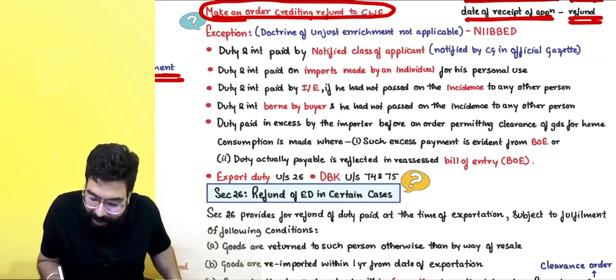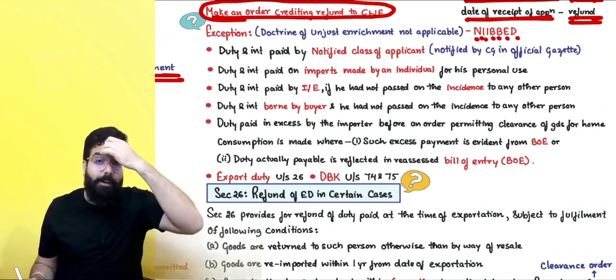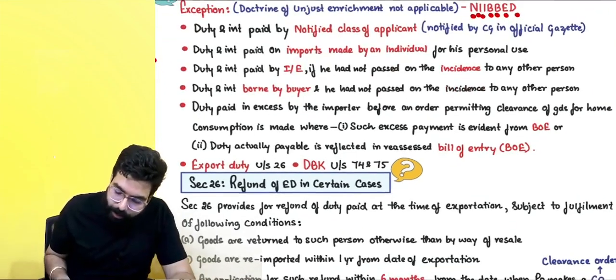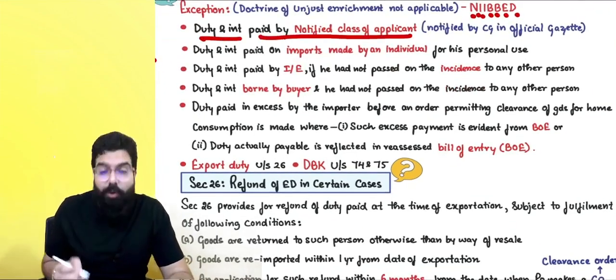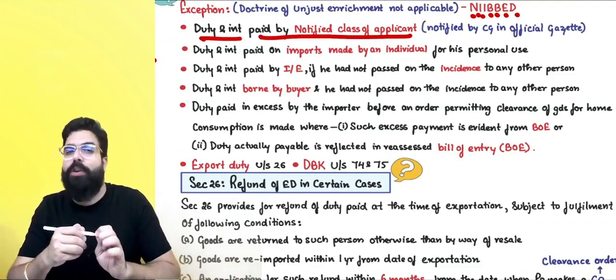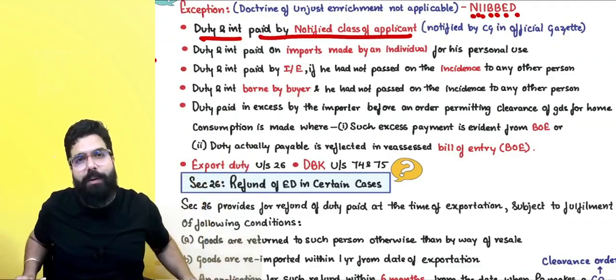In those scenarios the refund will be given to you. I will tell you what the cases are. Number one, sir, duty and interest paid by a notified class of applicant. If we are a notified class of applicant, then the refund will be given to us and it will not be put in the consumer welfare fund.